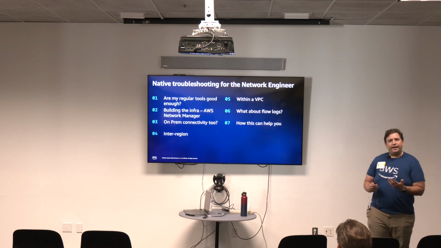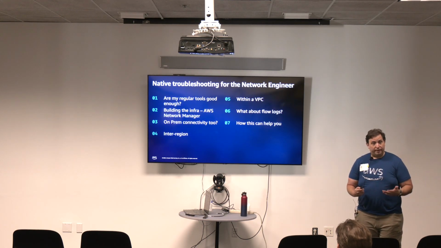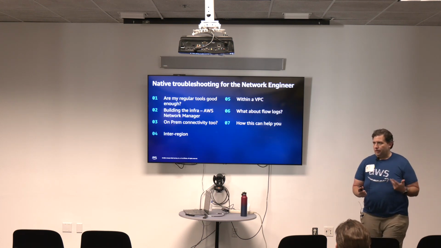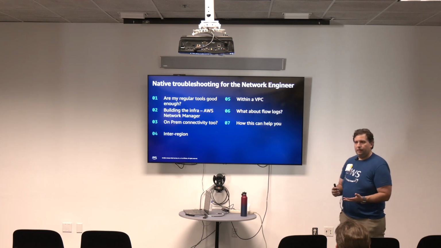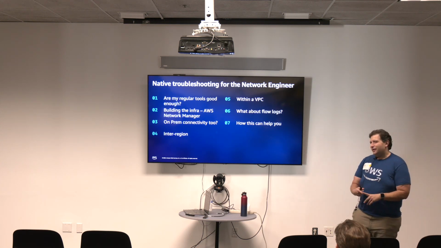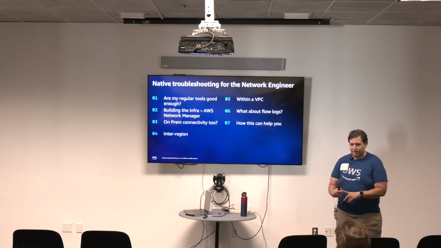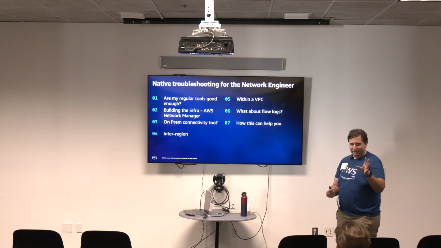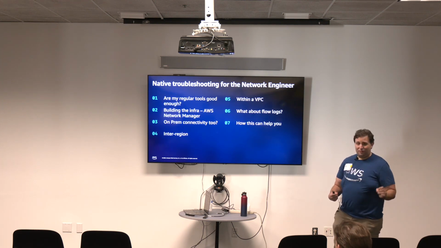So are the tools I have today good enough? If I was working on a Cisco router, what would I do? I would SSH to that router. I would do a couple of show commands, look at the routing table, look at the forwarding table, look at the BGP database. I can't really do that on AWS. I can't SSH into a transit gateway to see what's going on there. I can look at a particular routing table in there, but there's a lot of different places to check.